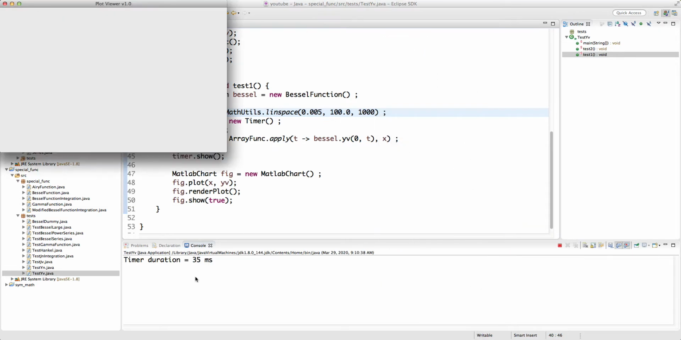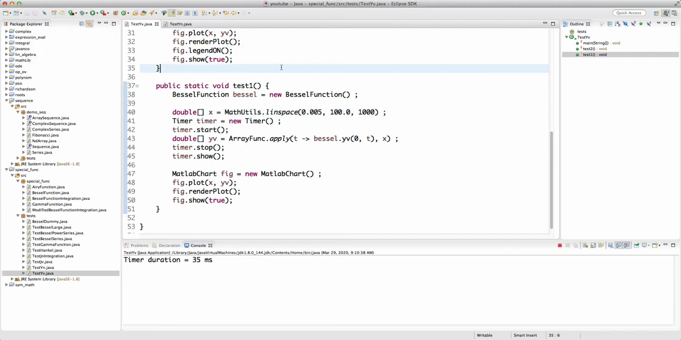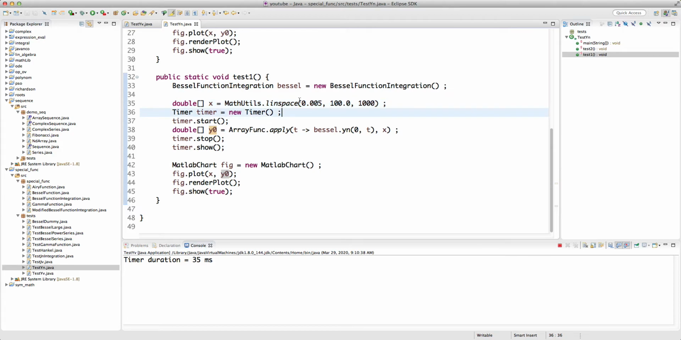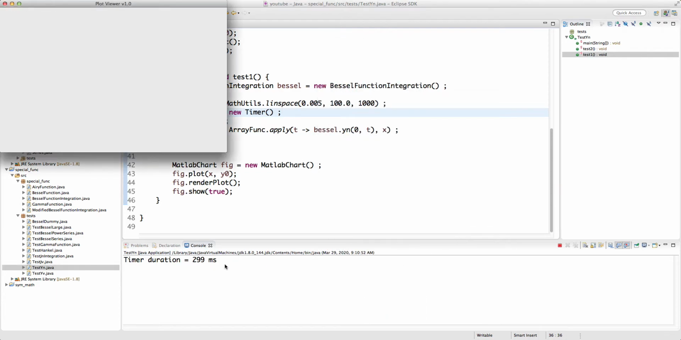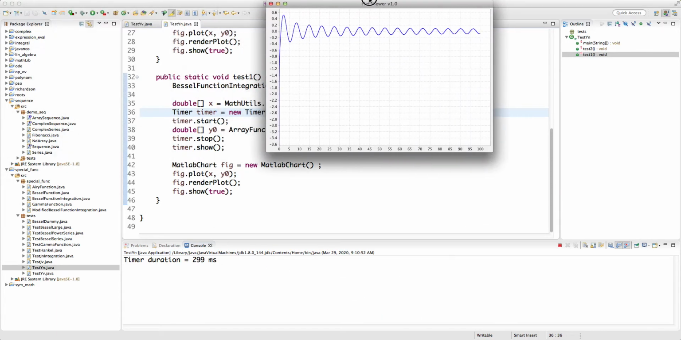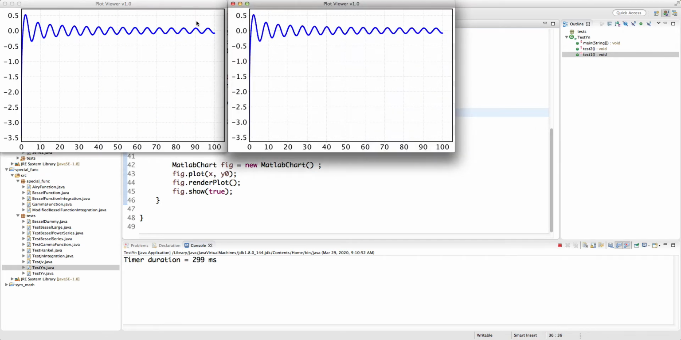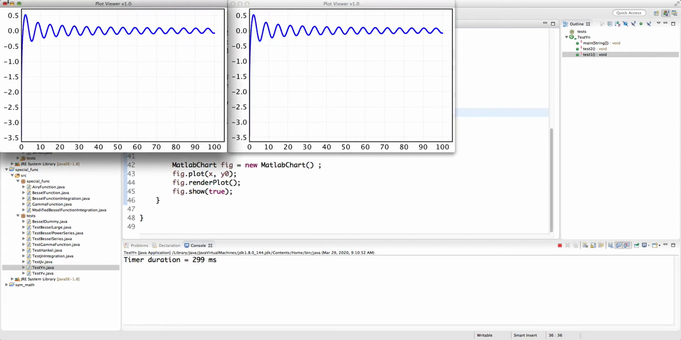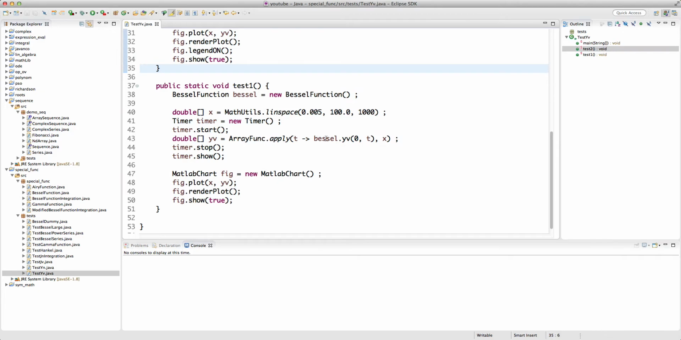For the power series expansion, we get 35 milliseconds to evaluate Y0 for 1000 points, right? And for the numerical integration implementation, we get 300 milliseconds, so a factor of 10 improvement in the speed of evaluation. These two basically return the same result, right? The accuracy is the same. Actually, the power series is a little bit more accurate, but the main thing is going from 300 milliseconds to 30 milliseconds. So a factor of 10 improvement, which is a huge improvement, right?